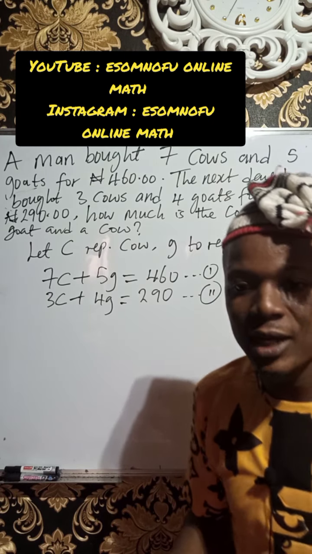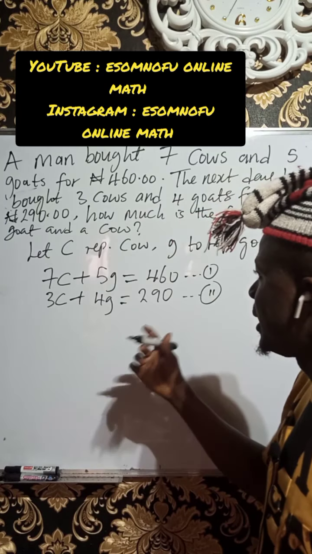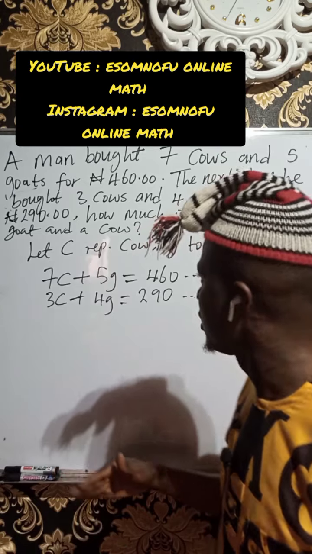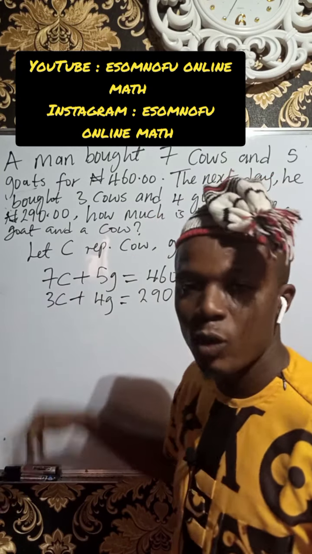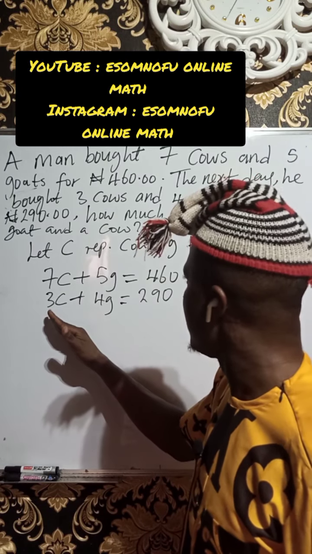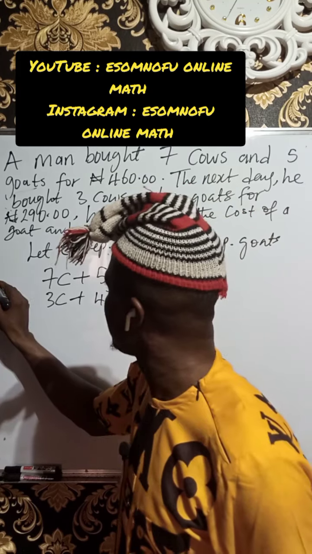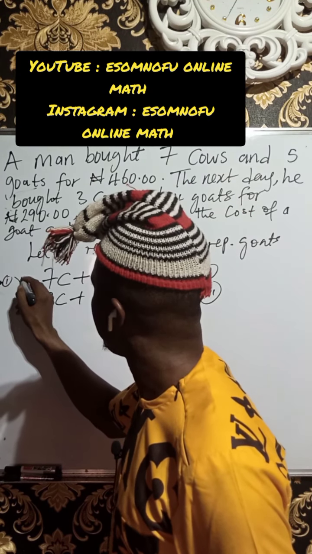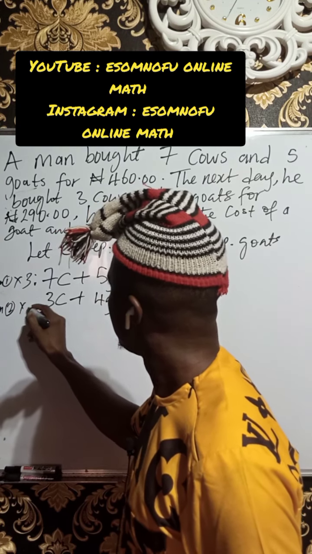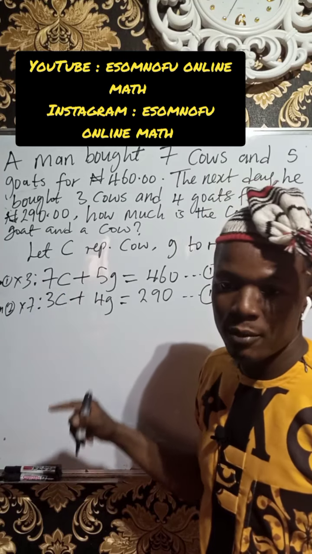You've now seen that we've generated a simultaneous equation, which you can either use the elimination method or substitution method to solve. To use elimination method, you must ensure that the variable you want to eliminate are having the same or equal coefficients. Now, let me eliminate C, for instance. To eliminate C, I have to multiply equation 1 by 3 and multiply equation 2 by 7. The reason I swap their coefficients is so that they will become equal.